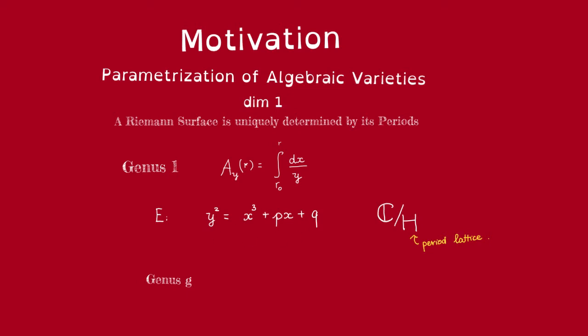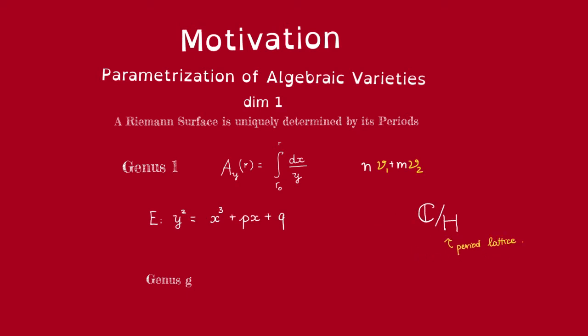Now, this integral is only going to be defined up to a linear combination of two complex numbers, v1 and v2. Integer linear combination, I mean. So these integer linear combinations span a lattice inside C called the period lattice. This quotient then is a torus, so it's also an abelian variety, and the miracle is that this turns out to be isomorphic to E. That's what we mean by saying that the period determines the Riemann surface.